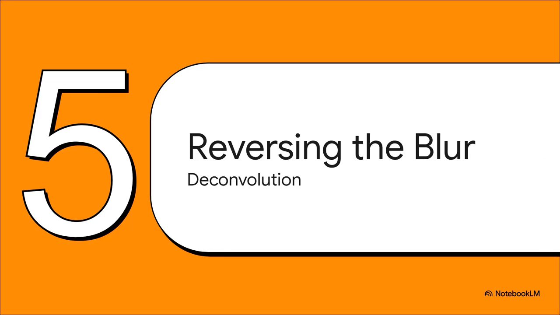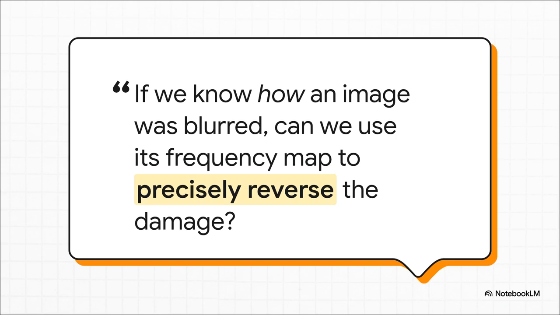Okay, fixing pattern noise is incredible, for sure. But frequency analysis has an even more mind-bending trick up its sleeve. It can reverse things that seem truly irreversible. I'm talking about blur. So let's ask a new question. We know now that blurring a picture is basically just a type of low-pass filtering. But what if we know exactly how it was blurred?